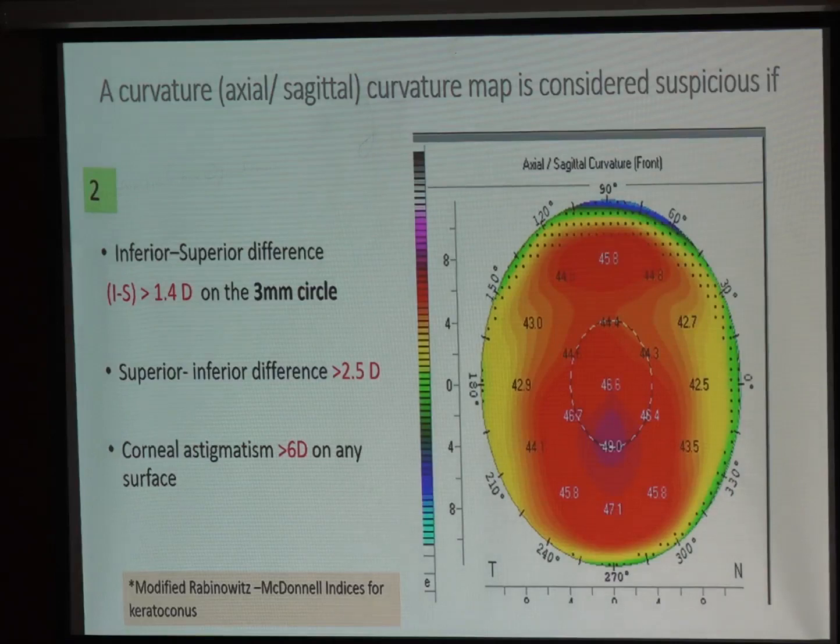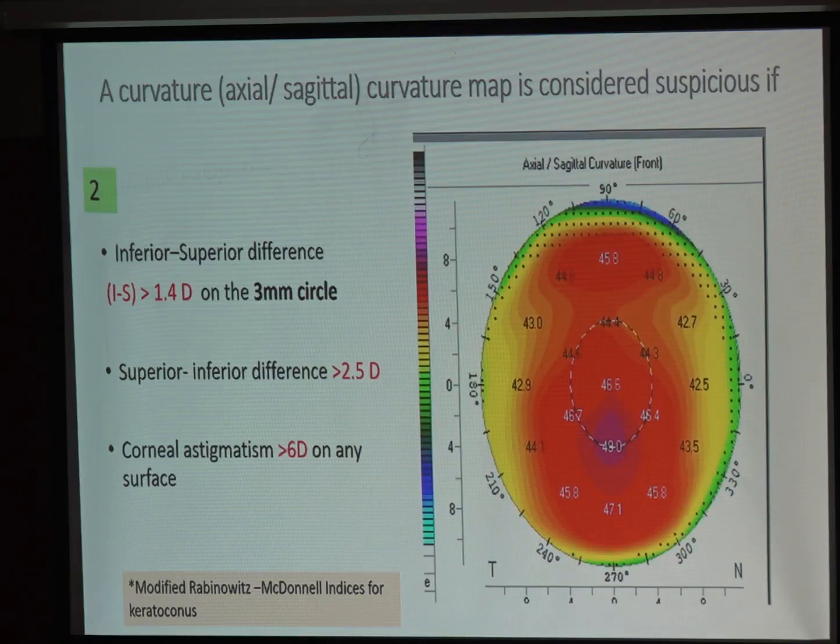And like here we can see this is a pattern, we see that there is inferior steepening, right? But how do we quantify it? So if your inferior and superior difference of the K value is more than 1.4 diopters in the central 3 mm of the cornea, that is suspicious. Or if your superior inferior difference is more than 2.5. Why these values are different is because ectasia is usually inferior, so we have a lower threshold. We've kept it as 1.4; by norm it's 1.5. Superior ectasias do occur, but they are rare, so the threshold is kept higher. We don't diagnose it so quickly, right?